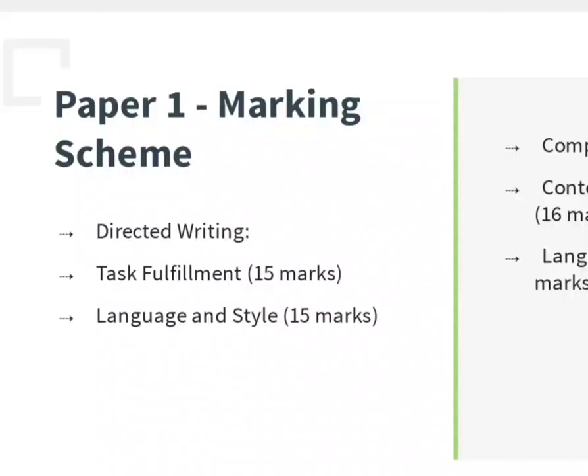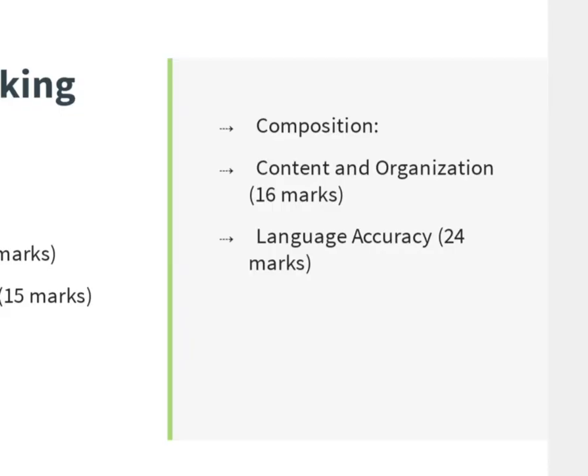So language as well as content is tested in the composition section. This is directed writing, and now here it is the composition section, where content and organization carries 16 marks and language accuracy carries 24 marks. So here candidates have an opportunity to display their English language skills in order to express their opinion, experience or imagination in a range of discourse types. And as I have told earlier, the discourse types are descriptive, argumentative or narrative.